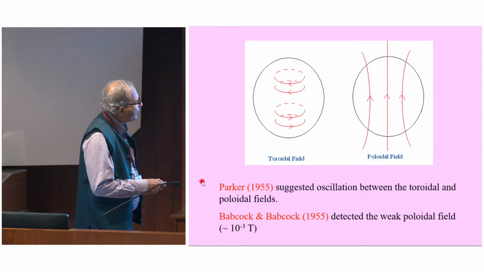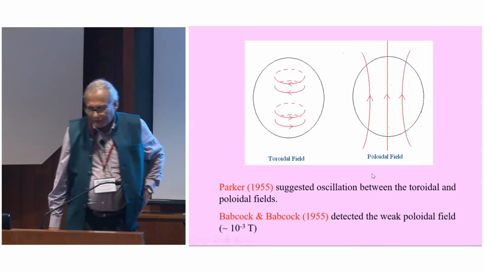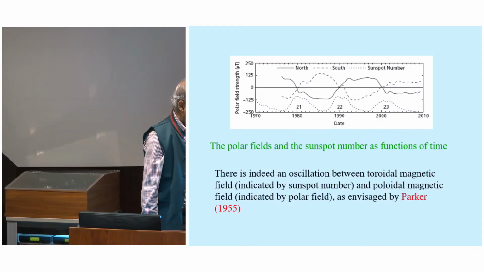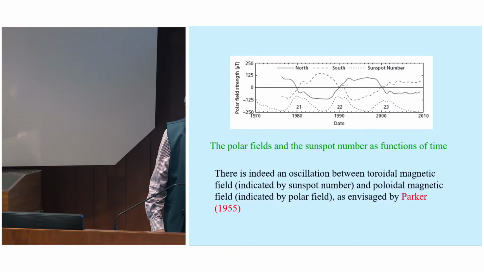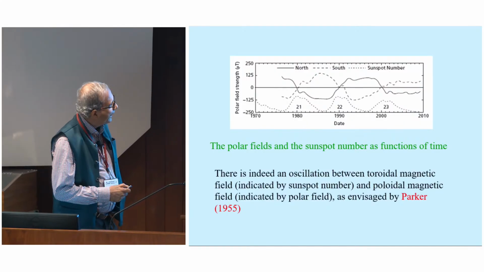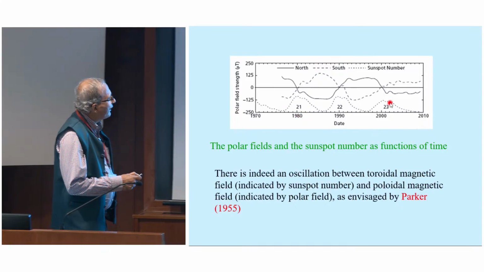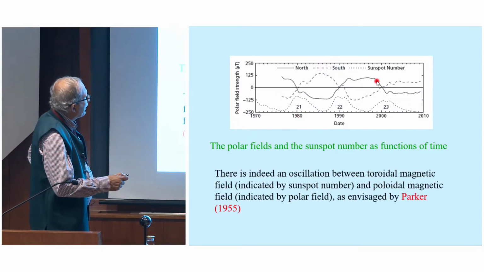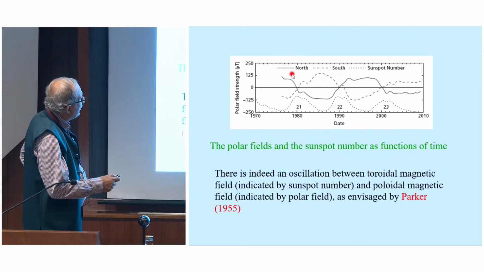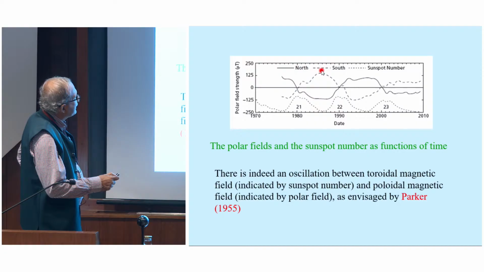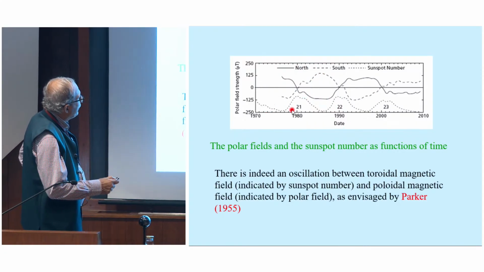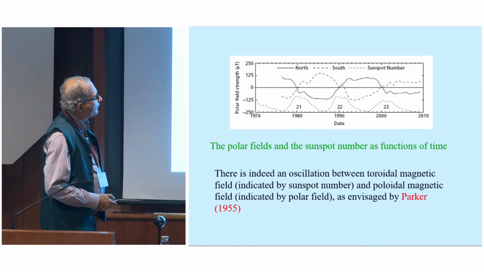But is there really an oscillation between the toroidal field and the poloidal field? That could be established only after solar astronomers had gathered data about polar magnetic fields for several decades. So here I show the relevant plot. On the top, there are plots of this solar magnetic field. The solid line is for the north polar magnetic field, and the dashed line is for the south polar magnetic field, and below it you see a plot of the sunspot number.